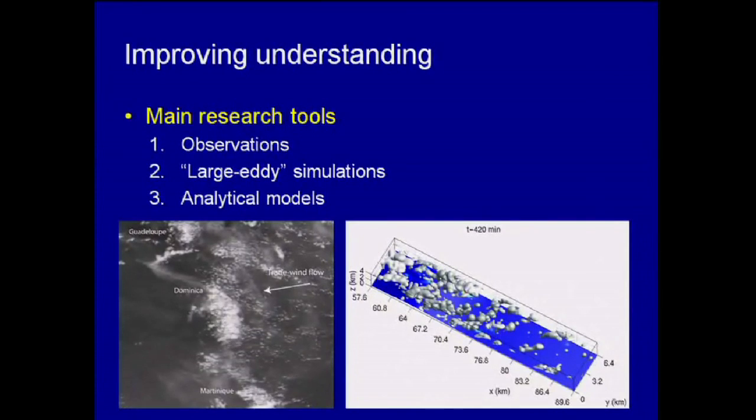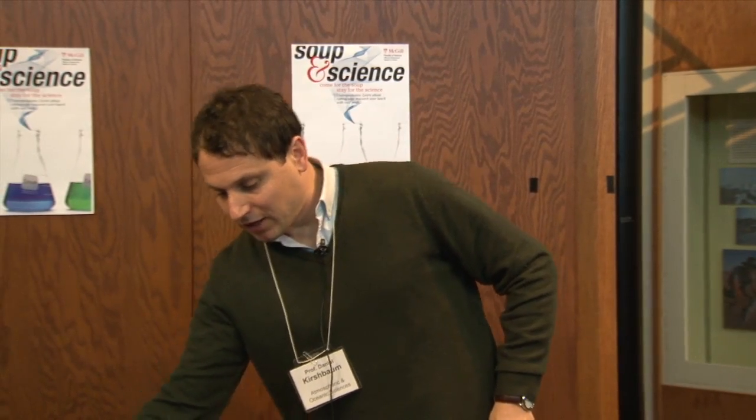Horrible place to be. And we also use large eddy simulations, and these are simulations that use extremely fine resolution to capture the internal dynamics of clouds. And you can see these are clouds forming over a small hill. What we're trying to do is to take all of this knowledge and turn it into analytical models, because these models can be used to further understanding, and they also can be used to inform prediction.